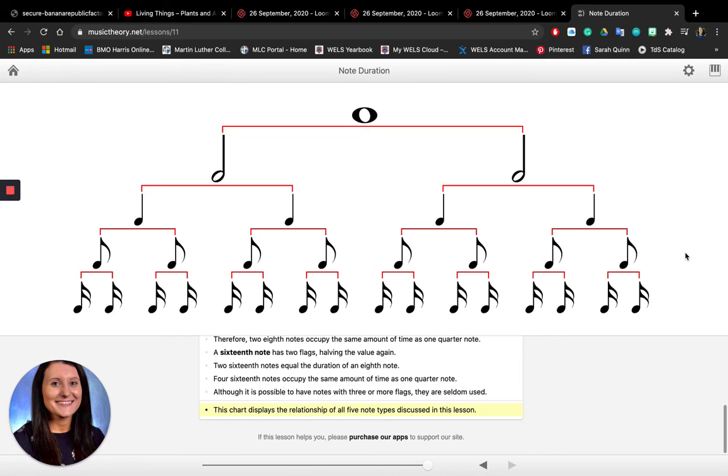So this chart displays the relationship of all 5 note types discussed in this lesson. So it goes from smaller duration notes, so we see the 16th notes, to a little bit bigger, which is 8th notes, and then we move on to our quarter notes, our half notes, and our whole note.